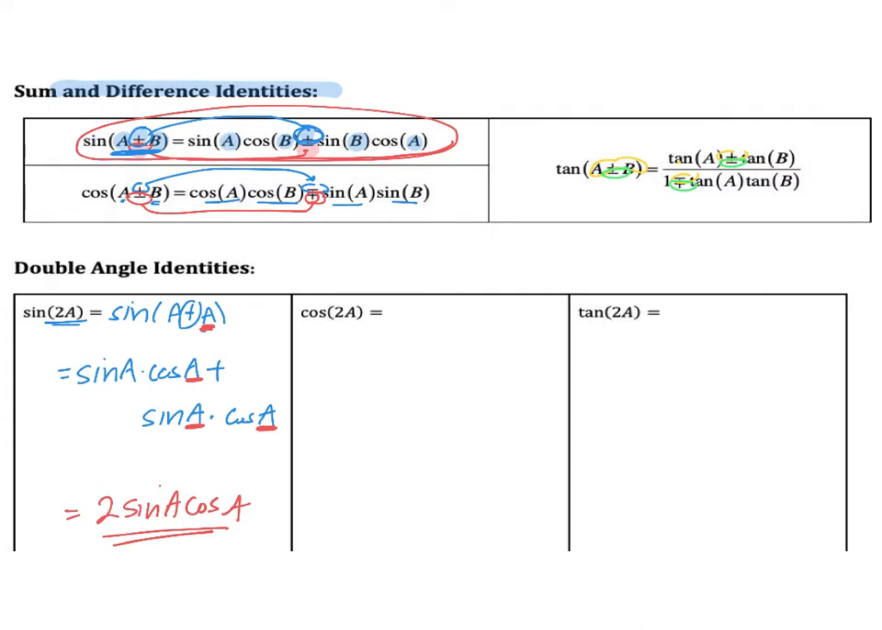How did we get that? We just put in A for B, so it's A plus A. So everywhere you see a B in this formula up here, you would substitute in an A, and this is what we get.